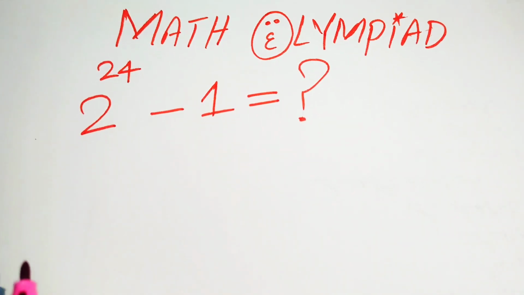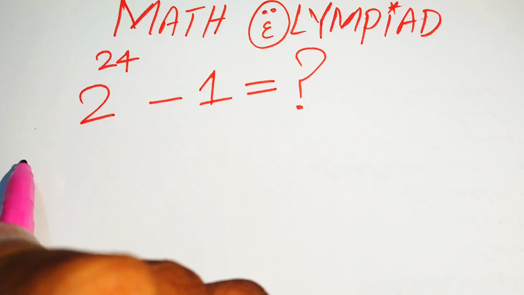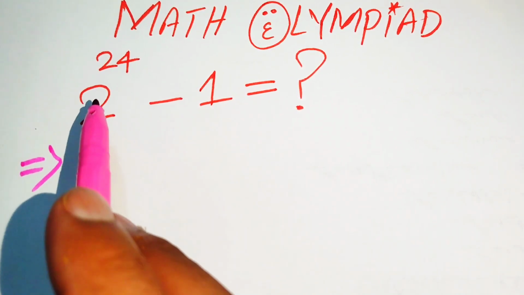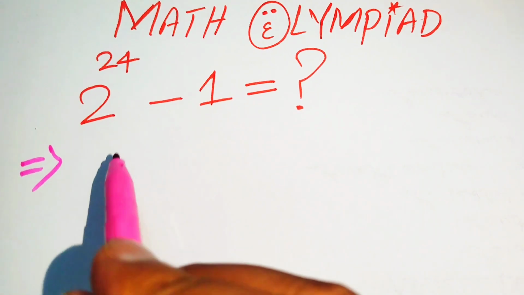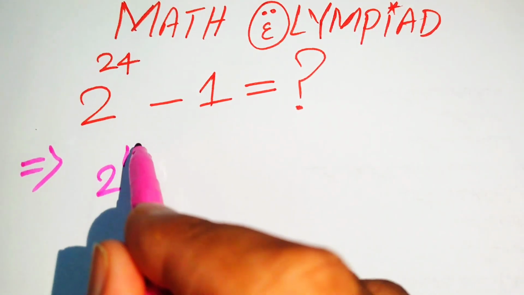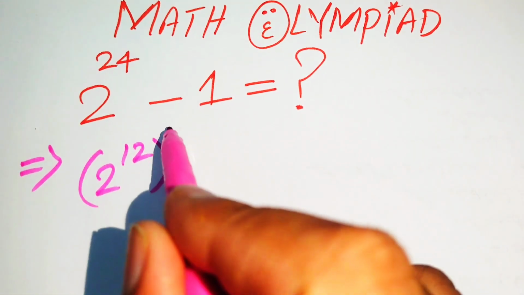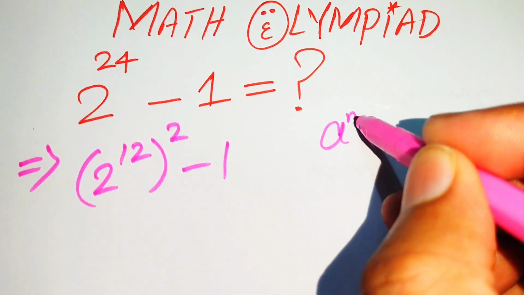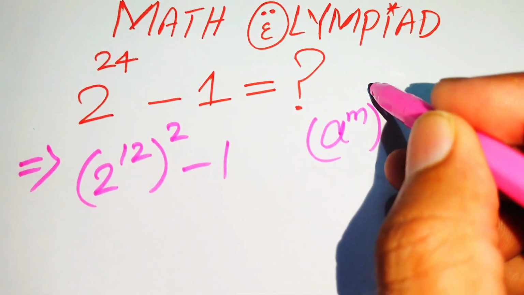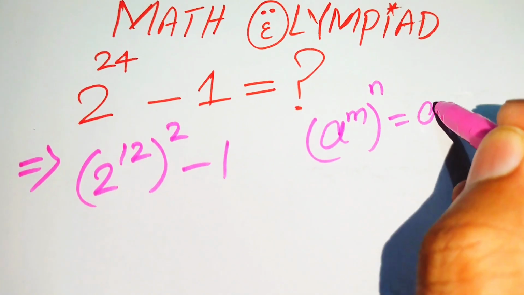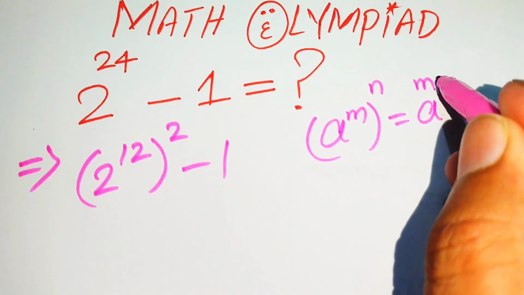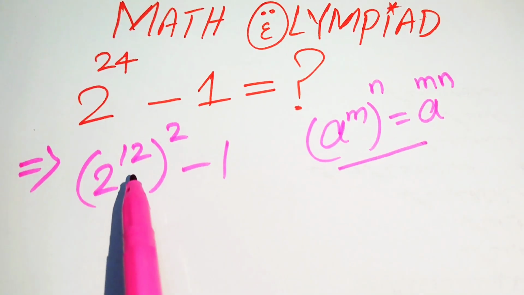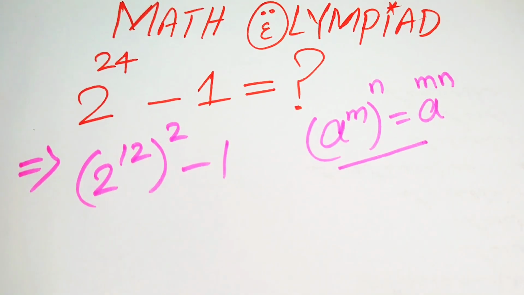So the very first step we are going to do is rewrite this algebraic expression. Because here we have 2 to the power of 24, we write it as 2 to the power of 12 whole squared minus 1. Here we just use this nice exponential law: if we have a to the power of m to the power of n, it is equal to a to the power of m times n. So we just convert this 24 as 12 times 2.